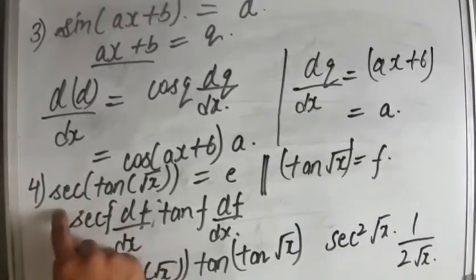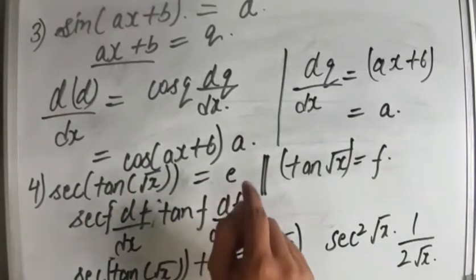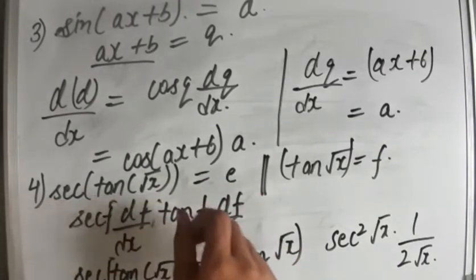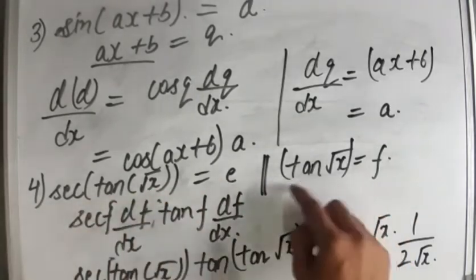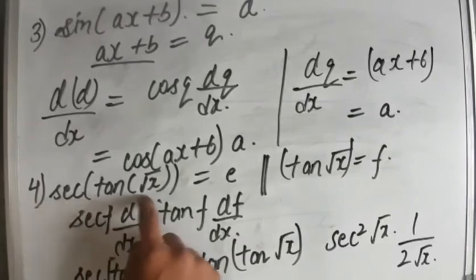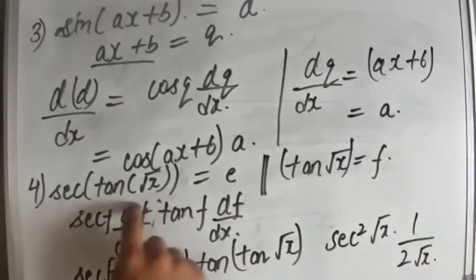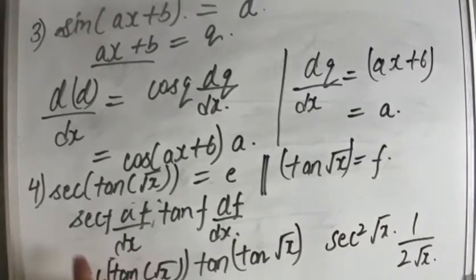Our question was secant tangent root x equals to e. I have assumed this secant tangent root x as e and tangent root x as f. I have written here. First of all, differentiate secant. Secant differentiation will be secant x tangent x, and I have assumed tangent root x as f. Tangent root x is acting as f, and I have differentiated with this. Okay, secant f df upon dx, tangent f df upon dx.